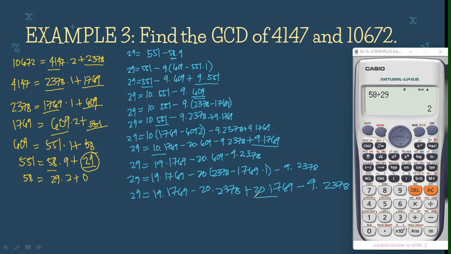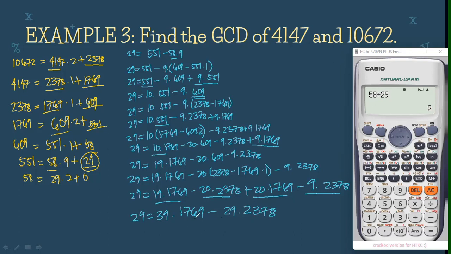So just like for example, ito po at ito, pwede natin itong i-combine. So 20 plus 19, that is actually equal to 39 times 1,769 minus ito po, i-combine natin dito. Negative 20 minus negative 9, that is negative 29 times 2,378. Ngayon po, i-judge na po natin kung yun lang po ba yung pwede natin gamitin. Actually, meron pa po, di ba po?